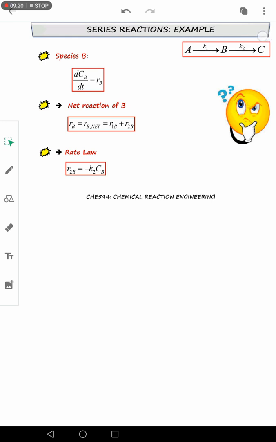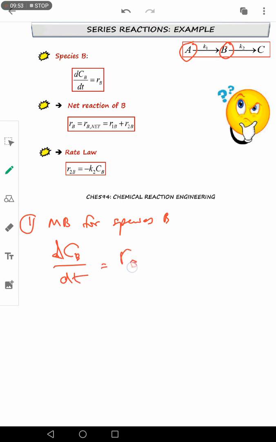So again, we still in the same series reactions of A produce B and C. So tadi kita dah buat dekat species A. Sekarang kita nak buat dekat species B pula. So again, you have to restart the step in which that the mole balance for species B, meaning that dCB over dt equals to RB. Okay. Second step is you need to find the rate law for species B.